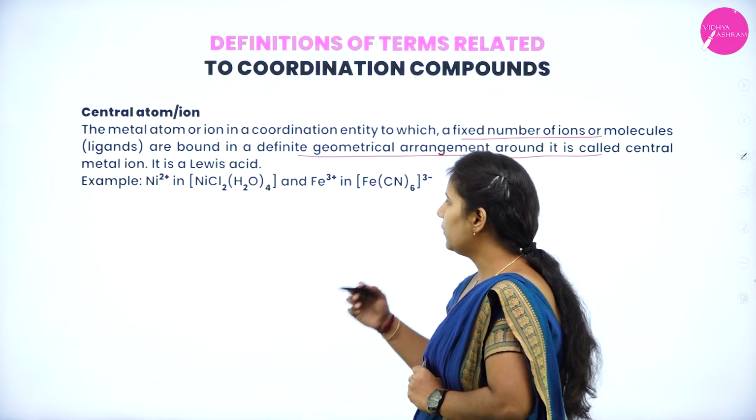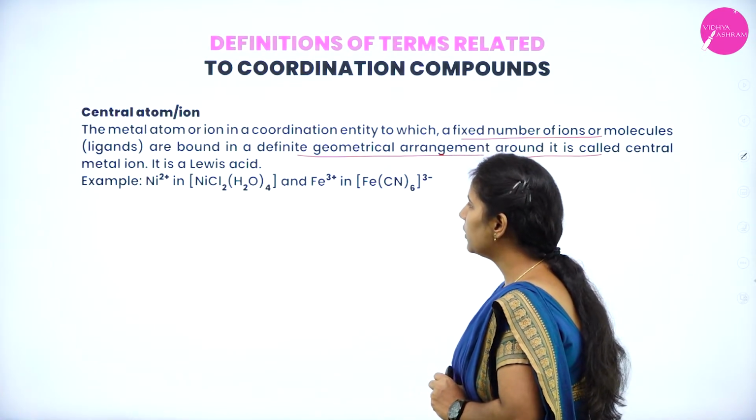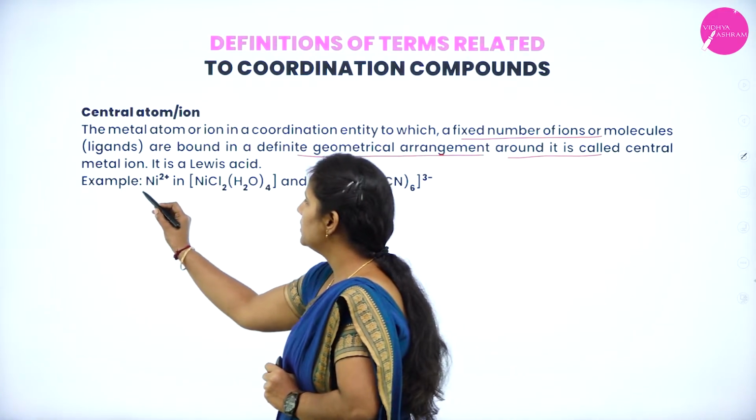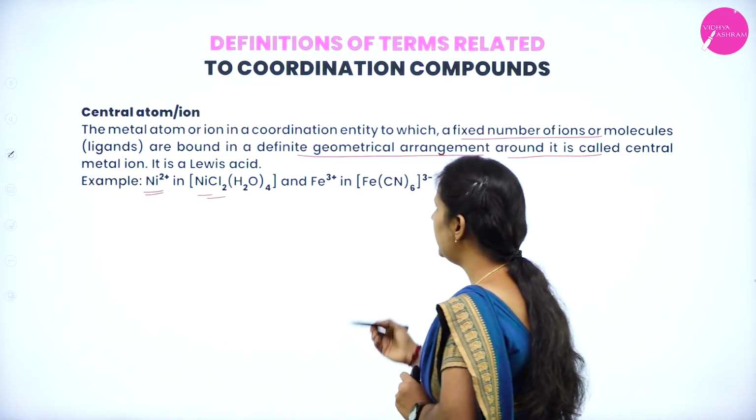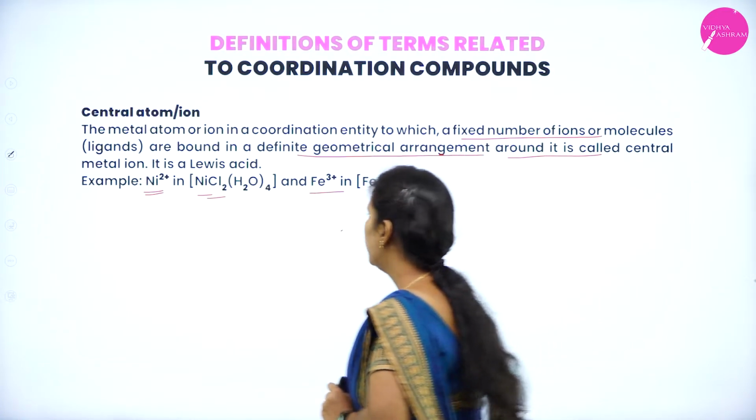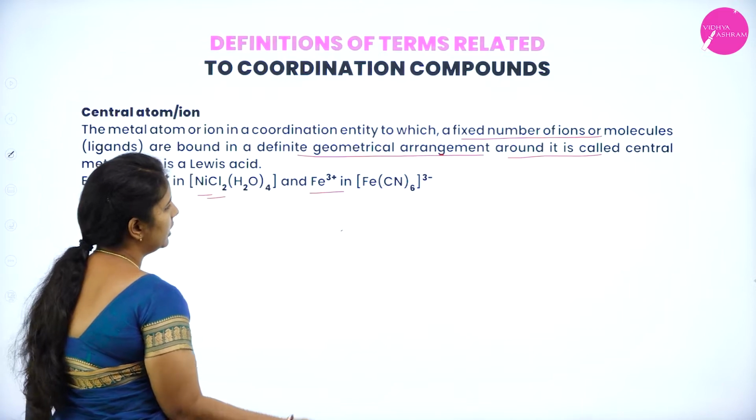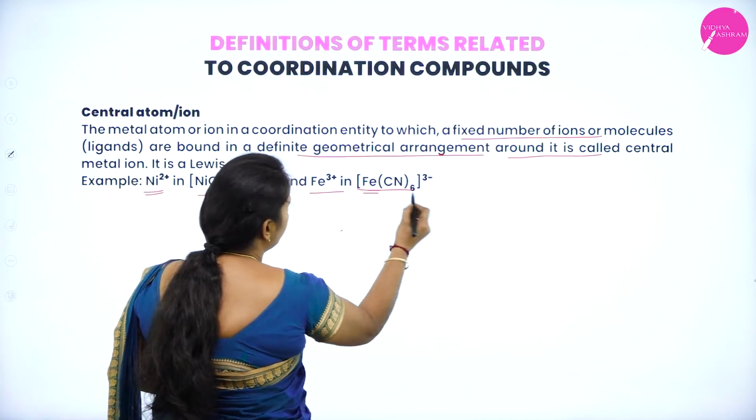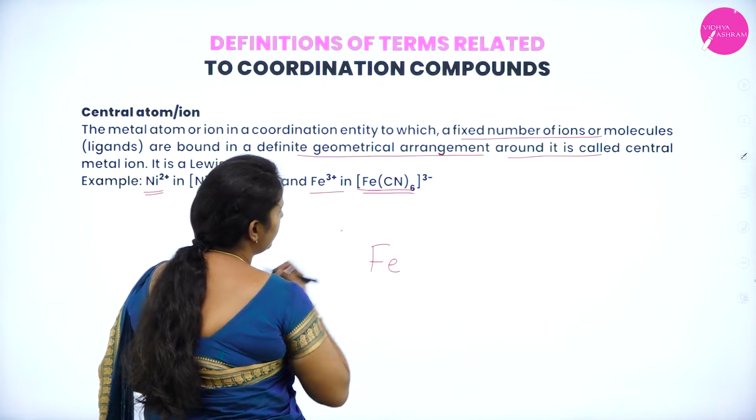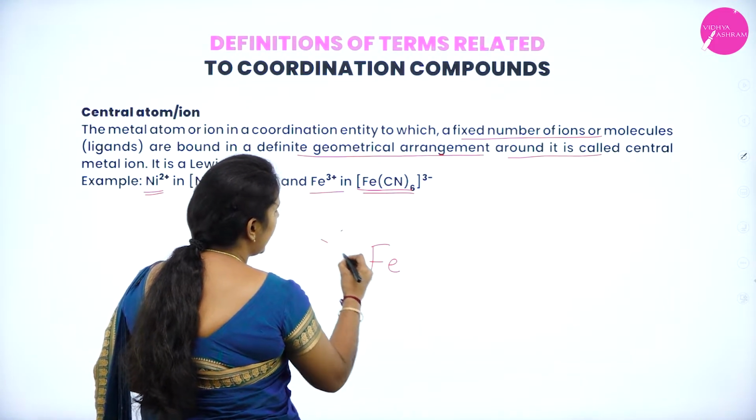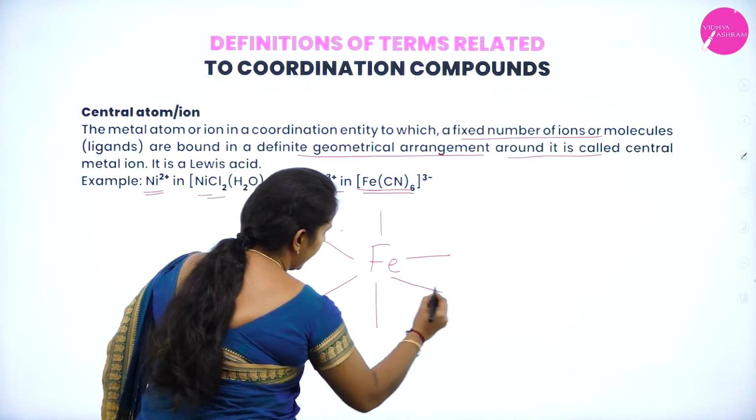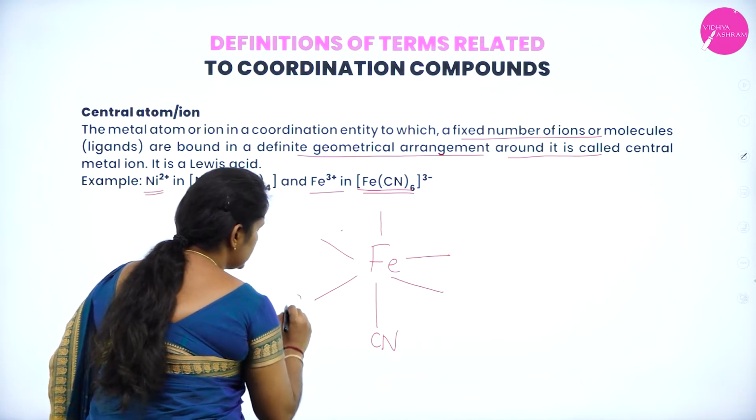So here again you can see nickel chloride with water molecules, and nickel is the central metal atom in this compound. Similarly, iron is the central metal atom in the hexacyanoiron complex. Here you can see how to write the structure. The iron is my central atom surrounded by 6 cyanide ions, so it is CN.